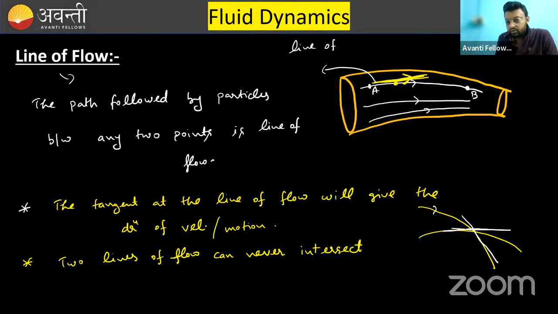We can draw two tangents. Tangent gives the direction of velocity, the direction of motion. So at the point of intersection, there will be two directions of motion. And what I have told you is that in streamline flow, the particle follows a unique path. So it is not possible to have two directions. These are the two punchlines that you need to remember: two lines can never intersect, and the tangent at the line of flow gives the direction of velocity or motion.